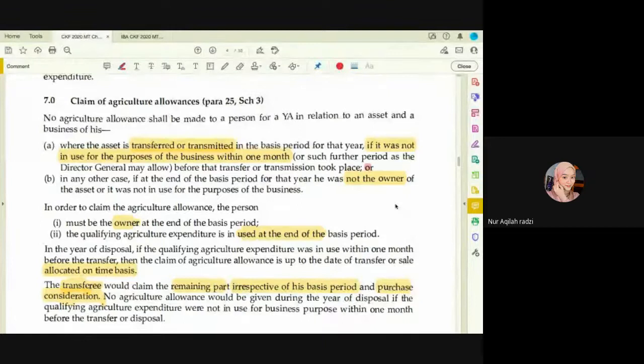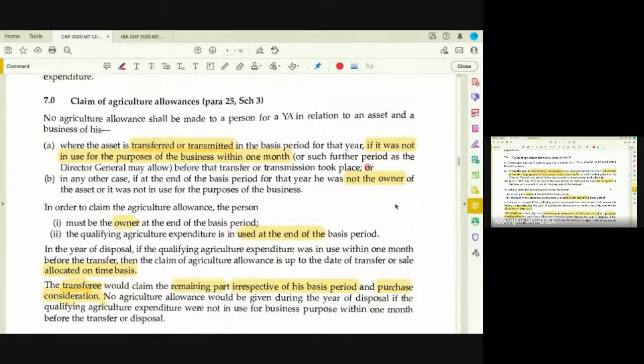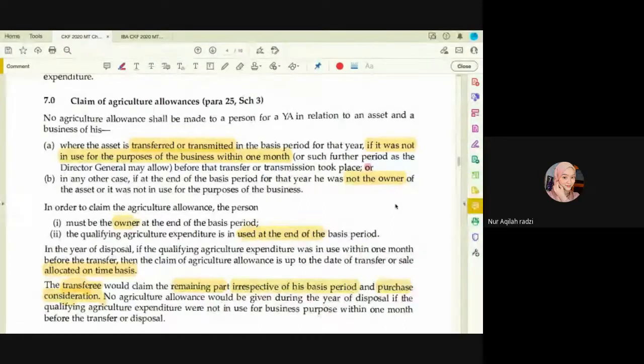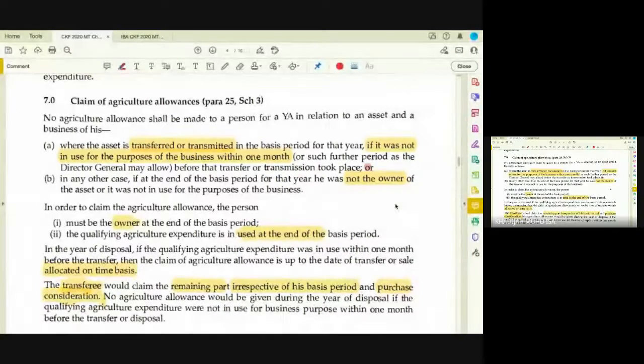For the A, 7A, if the asset is transferred in that year, and it is not used within 1 month, so the owner cannot claim the allowance. Can or cannot? The owner can, but if that person, the... Okay. In order for you to claim agriculture allowance, the asset must be used in business within 1 month. Yes.